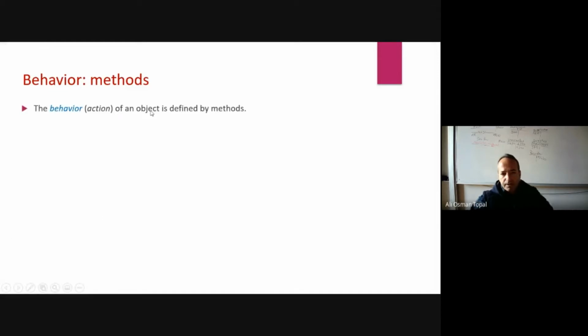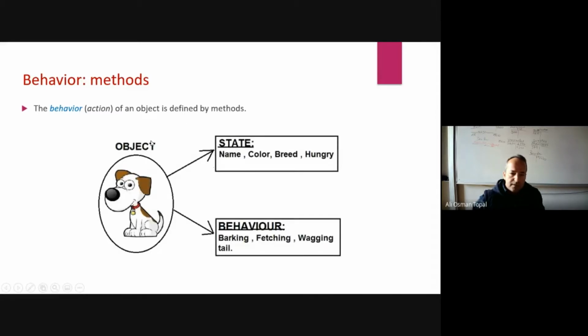So behavior, action of an object is defined by methods. So we say that an object has state, therefore dog name, color, breed, hungry, or whatever it feels. Then behavior, what it can do. It can bark, fetch, wag its tail, run, sleep. So these are the behavior of the object. The first one is the identity, the features, attributes. The second one, what can I do with this object?